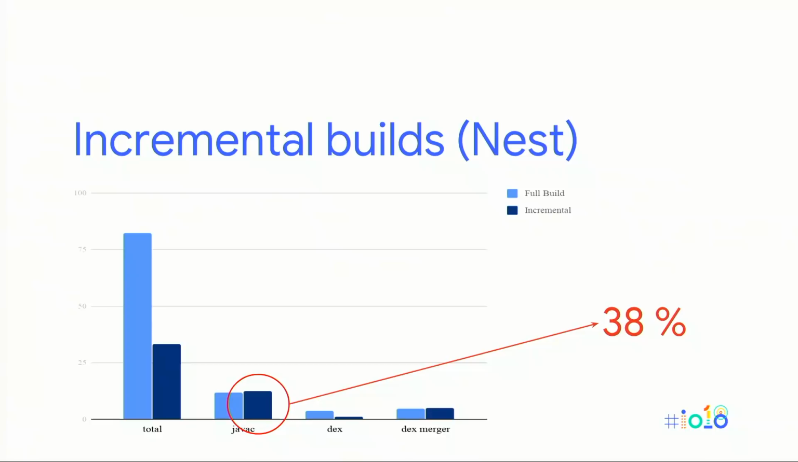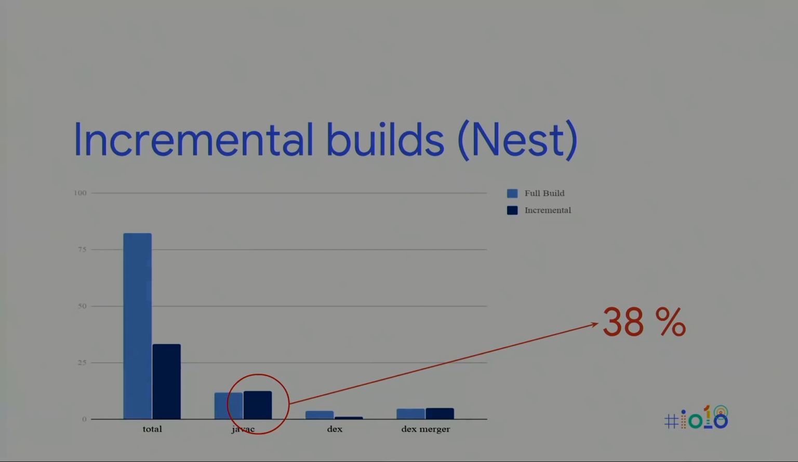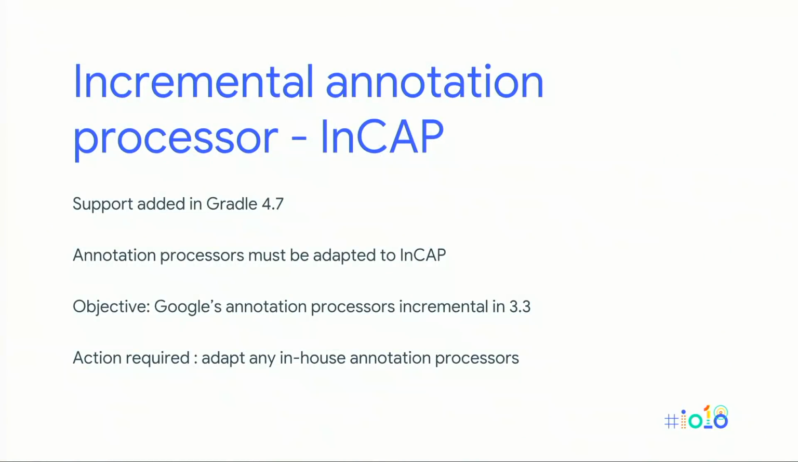Why is it not incremental? It's because people are using annotation processors. And so far, they are not incremental capable. So we started a joint effort with Gradle to have incremental annotation processors. It's called InCap. So it's ready. It's been shipped in 4.7. And now we are in the process of trying to move all of Google's annotation processors to be incremental capable.